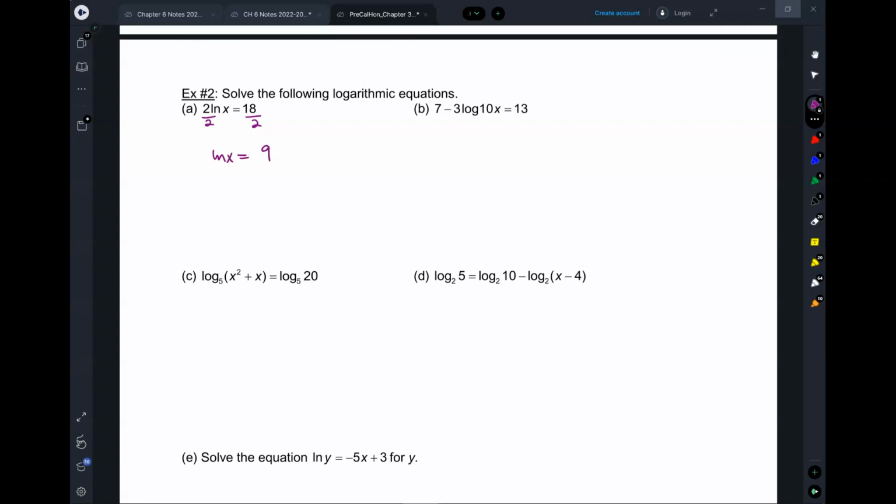Okay, now, take a look. You have a logarithm equal to something. So now let's go back to our question. What is the answer to a logarithm always? An exponent. So this is the exponent. Every exponent needs a base. What's the base in this logarithm? E. So I say x is equal to e to the 9.